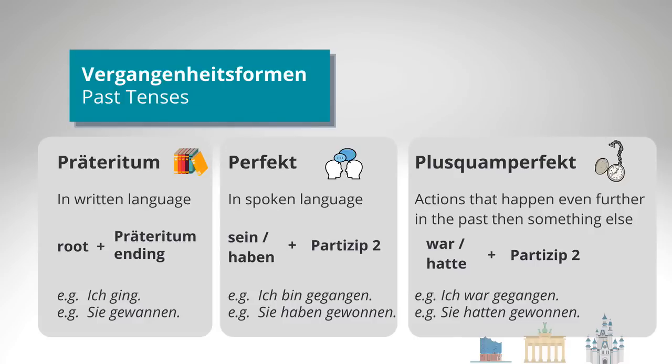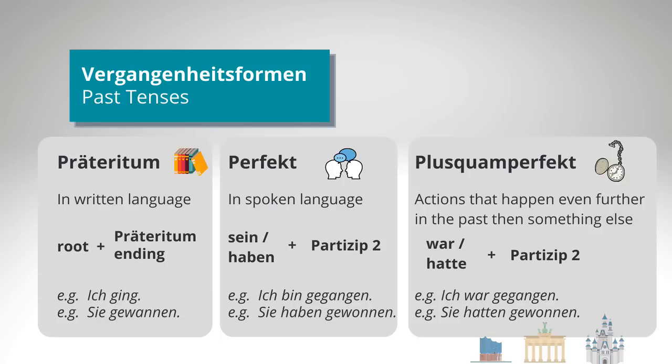So, as we already learned, in German we have three past tenses: the Präteritum, the Perfekt, and the Plusquamperfekt. And while the Präteritum is mainly used in written language, the Perfekt is our go-to past tense in spoken language. That's why the Perfekt is the most used past tense in German. For the Plusquamperfekt, on the other hand, it's different. Here it doesn't matter whether you use written language or spoken language, it simply refers to actions that happen even further in the past than something else. This is rarely the case, that's why this is the least used of all three past tenses. However, it is still important.